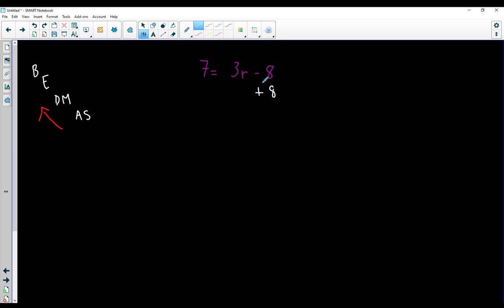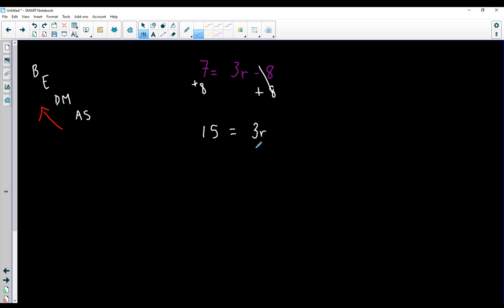What I do to this side of the equal sign, or my scale, I must do to this side of the equal sign. Okay, so the adding 8 here cancels. I'm left with just the 3r. I'm just balancing my equation here. 7 add 8 is 15. And now I'm back down to a one-step equation.